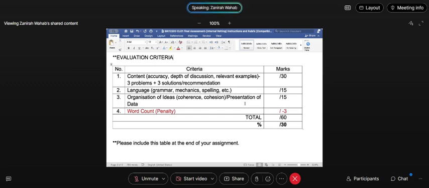The content would definitely be mainly on the three problems and three solutions or recommendations. So it will be 30 marks there.